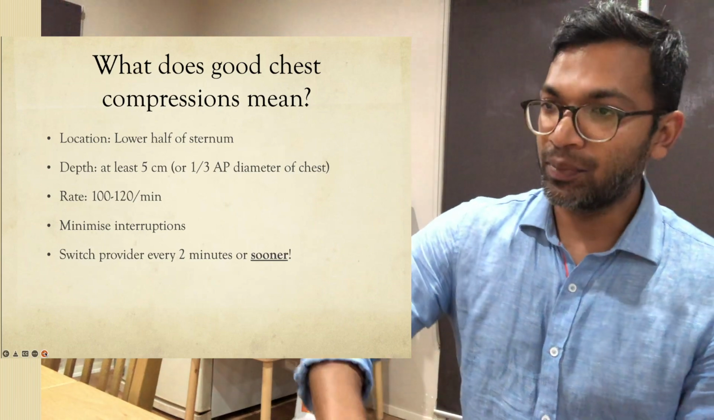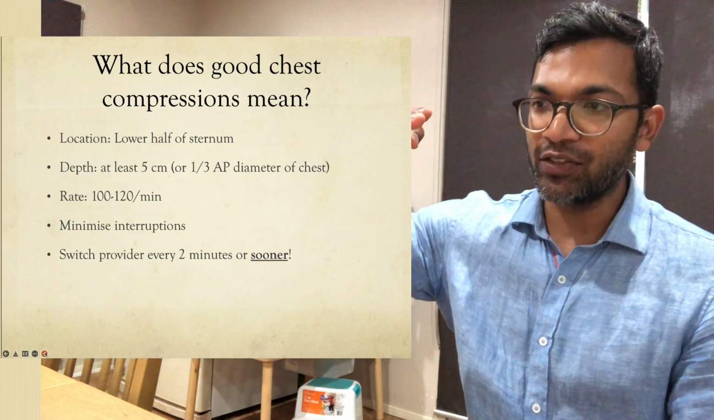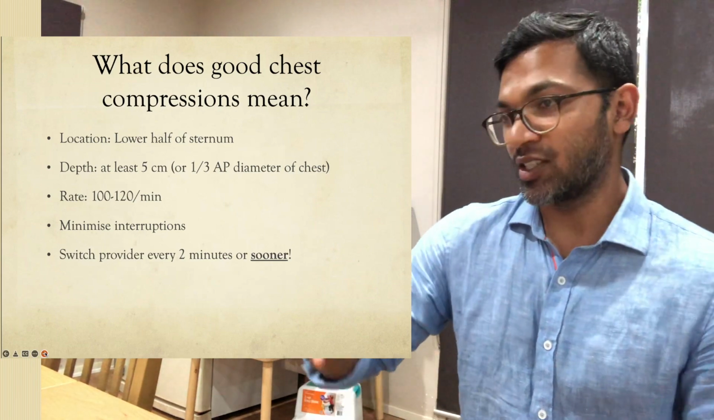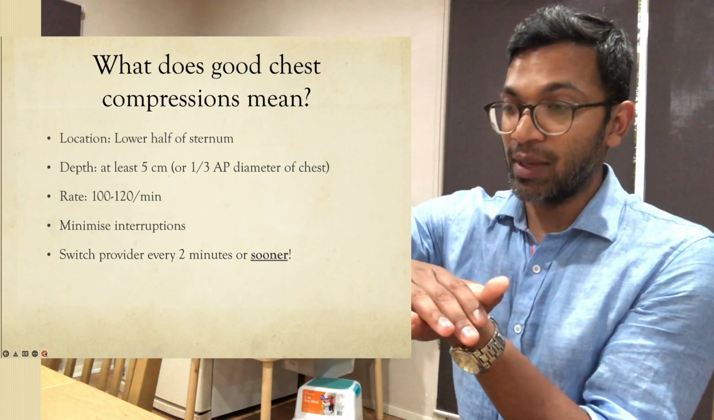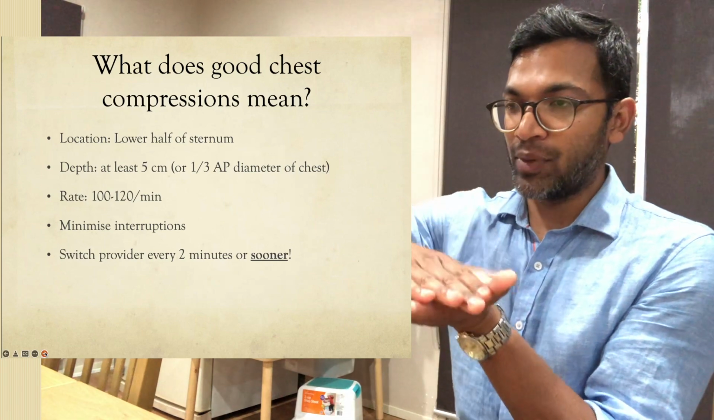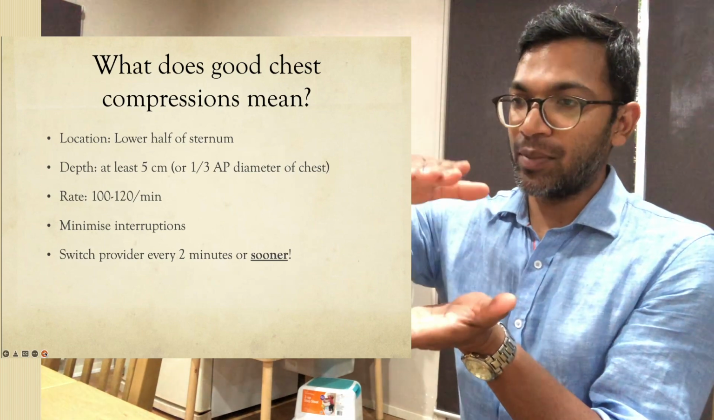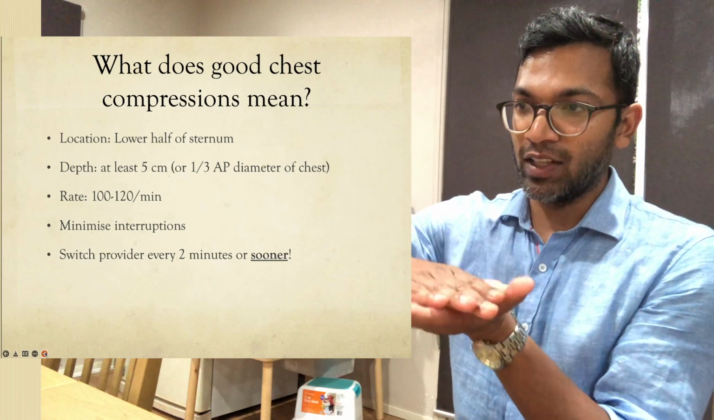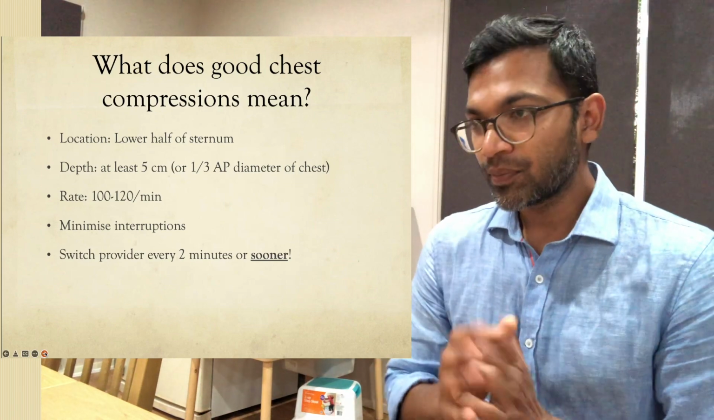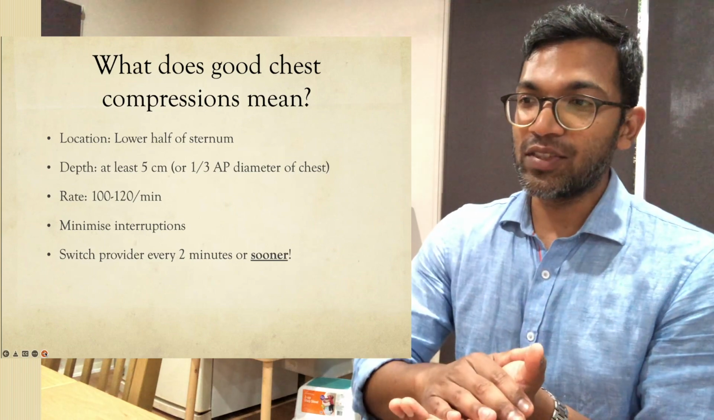You want complete recoil without your hands going off the chest, because that just keeps you in contact and keeps the heart filling as much as it can. If you're compressing to the full AP diameter of the chest, that's great. If you just do this, the heart's not going to be getting enough diastolic filling with the release. You definitely want a hard surface as well.